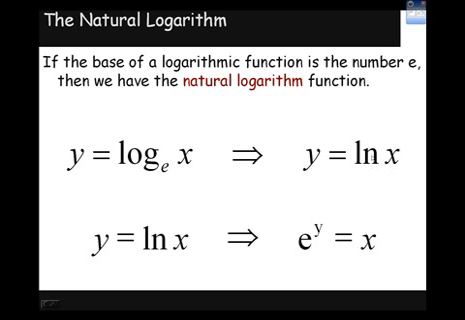Remember that you can convert a logarithmic equation to an exponential equation. Take the base to the power, e to the y, and equals x. So when we see this natural log, we have to remember the base is e. Remember, logs always equal powers. e to the y equals x.